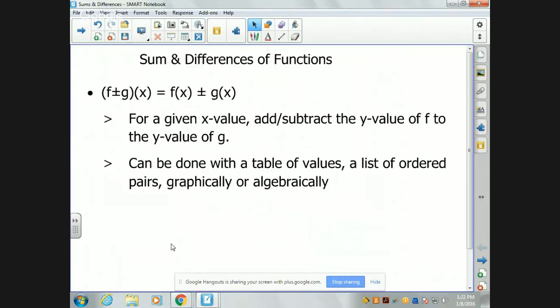The way that we read this is f plus g at x, or f minus g at x. Another way for you to understand that is that that's just equal to whatever f at x is plus or minus g at x. And that's basically what this section's all about: taking two different functions, sticking a plus or a minus sign in between them, and going from there.